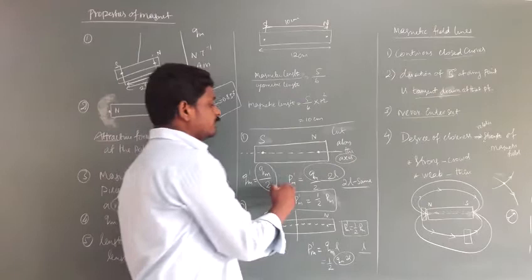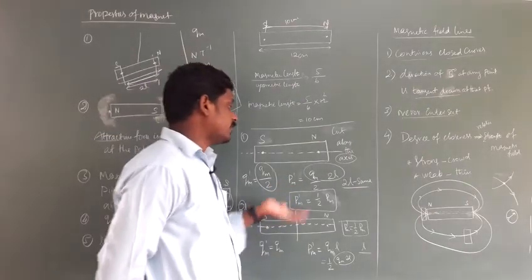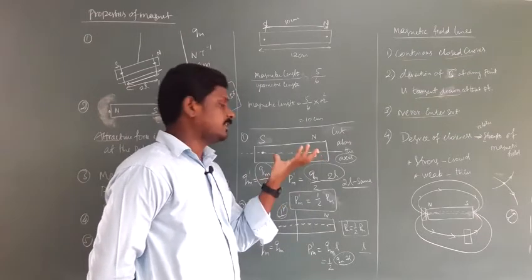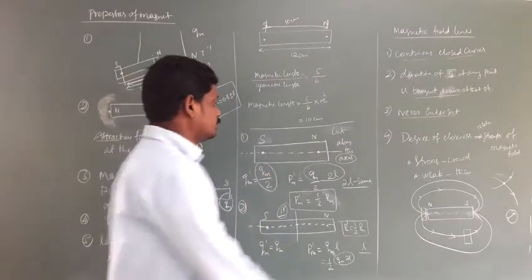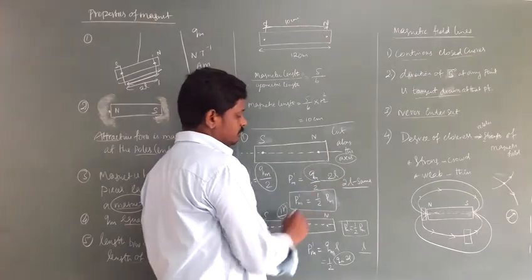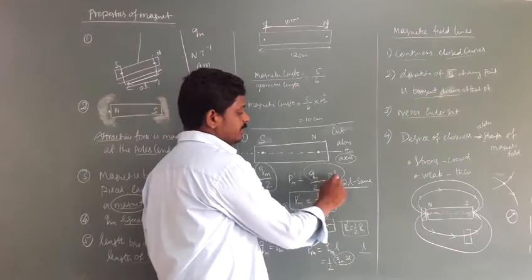So the new magnetic moment. Magnetic moment is the product of pole strength and the magnetic length of the magnet. So the pole strength is reduced to Qm by 2, and the length remains the same. So we will get 1 by 2 Qm.